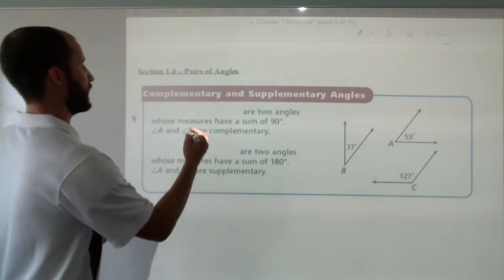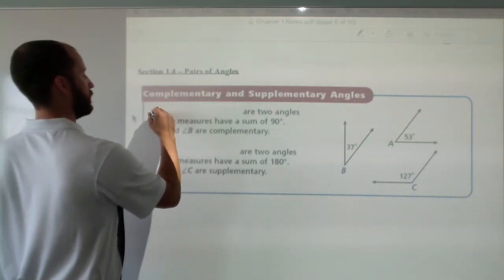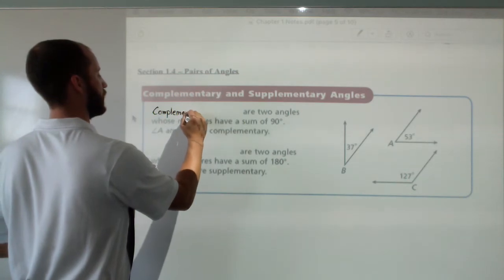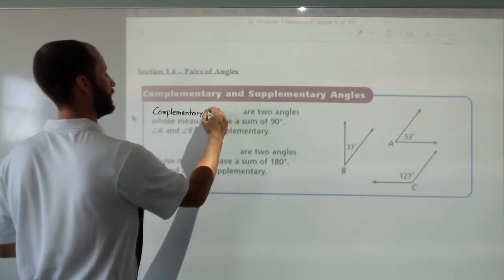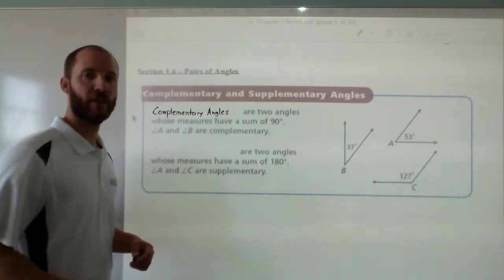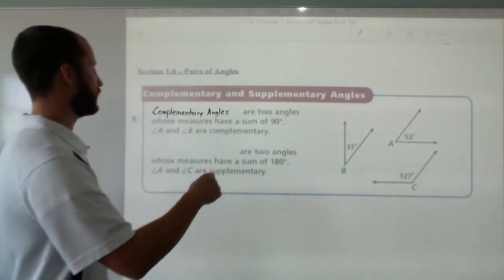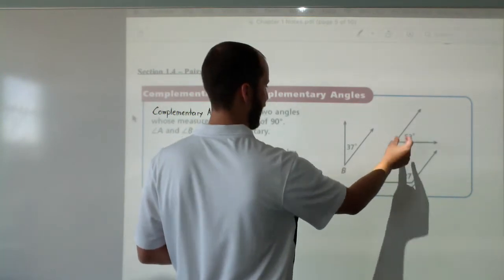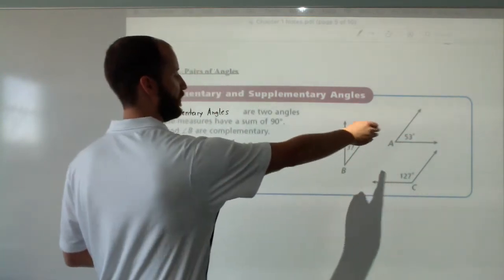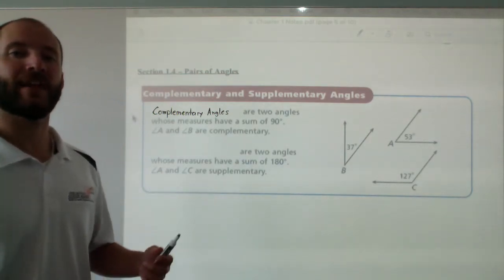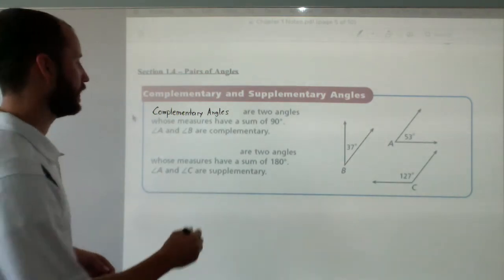The first thing we look at is what we call complementary angles. And it's not complementary like, oh, you look really nice today. It's complementary in that they add up to 90 degrees. All right, so angles A and B, 53 and 37, you add those up, you get 90 degrees. We classify those as complementary angles.